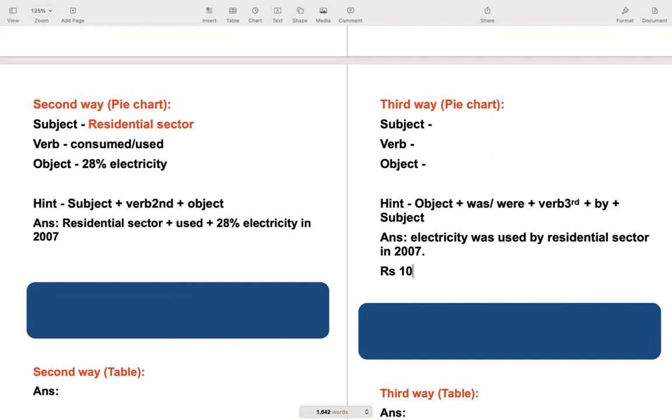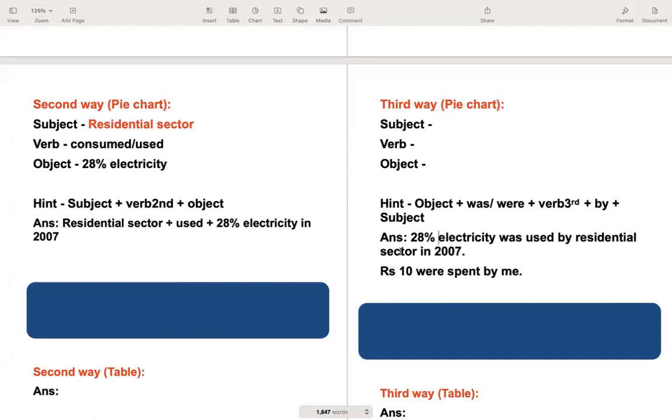If I make it a passive, rupees 10 was spent by me. I cannot put it anywhere else. Otherwise, it will be a wrong sentence. Otherwise, you can do it, but then the sentence structure is changed. For example, in active, we do it, but we can't do it in the passive one. In passive, it is going to come at the beginning. Is it clear? Okay. Yes, sir.